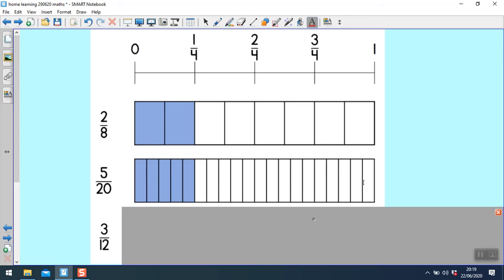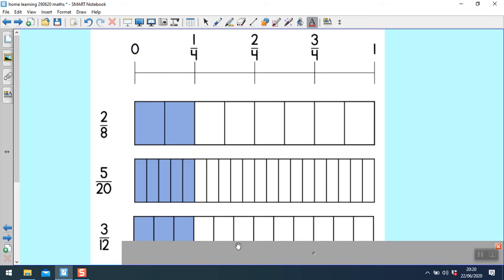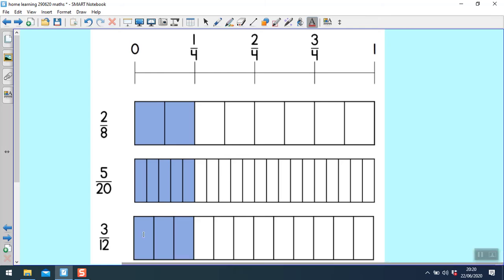For 5/20, I need a bar that's exactly the same size as the other bars. This time it's got to be cut into 20 equal sections, and I would like to colour in 5 of them and I can see that 5/20 is equivalent to 2/8 and a quarter. And then for 3/12, I have got a bar split into 12 equal parts, shading 3 of them, so 3/12, 5/20, and 2/8 are all equivalent to 1/4.